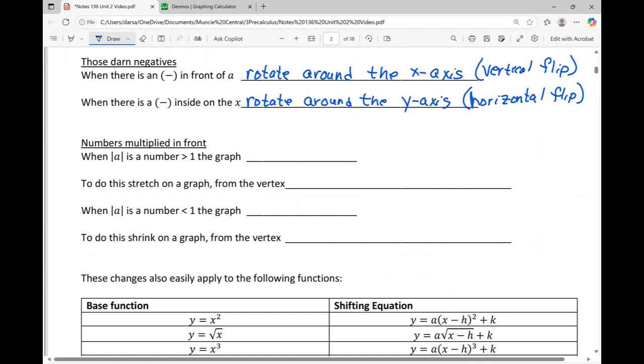So when the absolute value of the number is bigger than 1, the graph stretches vertically. And since we are multiplying outside of the function, that makes sense. Everything outside makes things up and down happen. To do this stretch, we're going to do kind of what we were already talking about. You're going to start at the vertex.